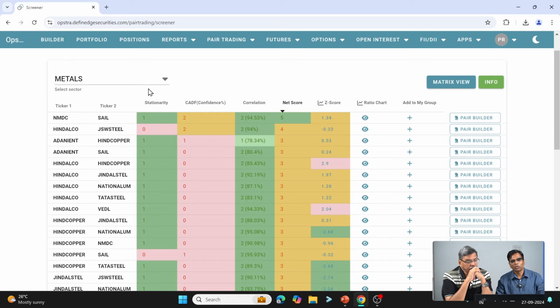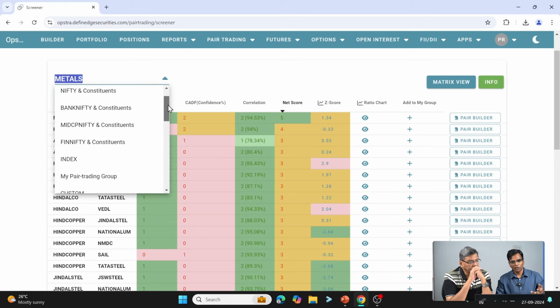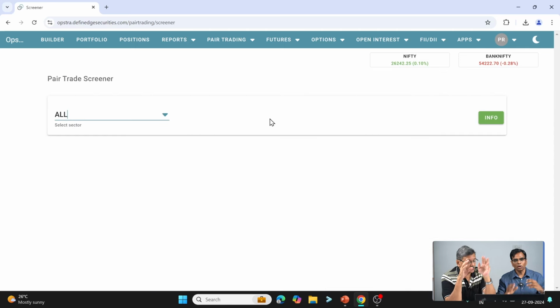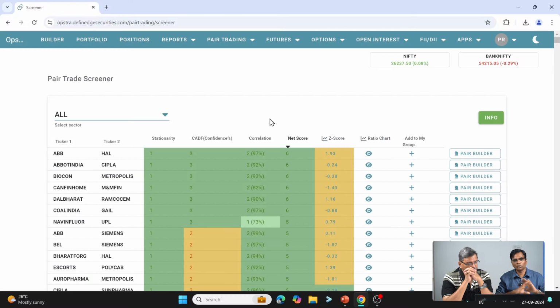Now there is another one. Instead of going to each and every sector, we have given an option called All. This scans everything, but only sector-wise. So there is no custom, and it's not metals versus some other sector, but metals, pharma, IT, like that. So you don't have to go through each sector again and again. In one place you get everything, so that you know which candidates you can trade right away.